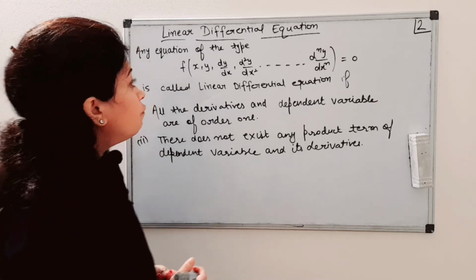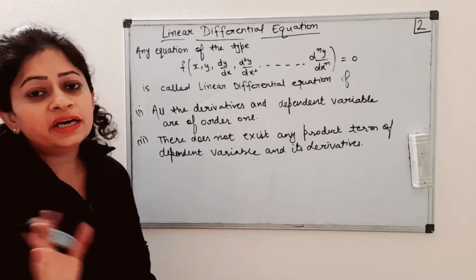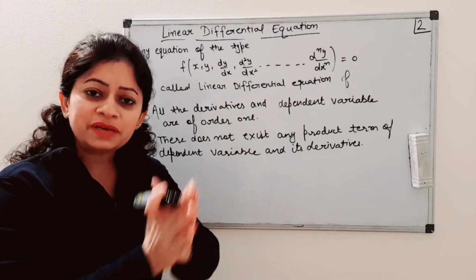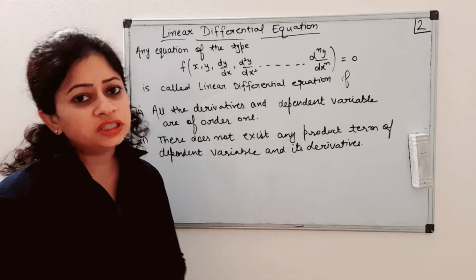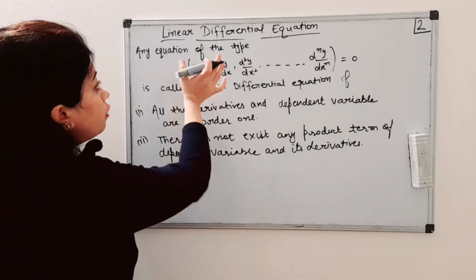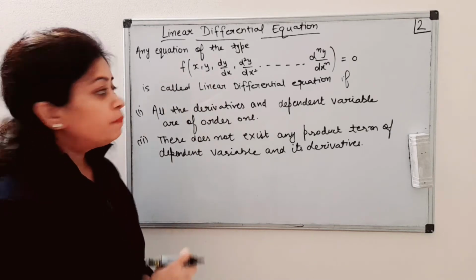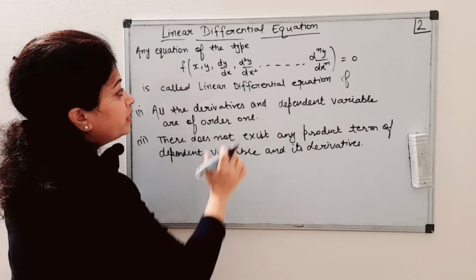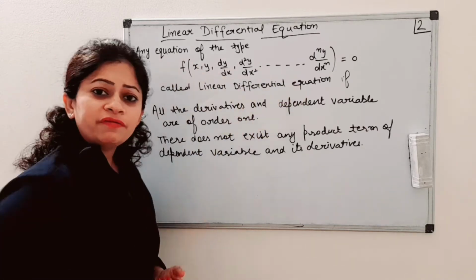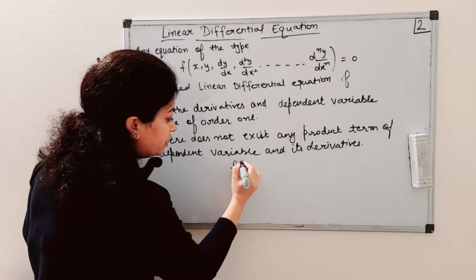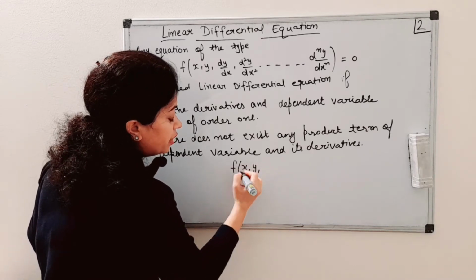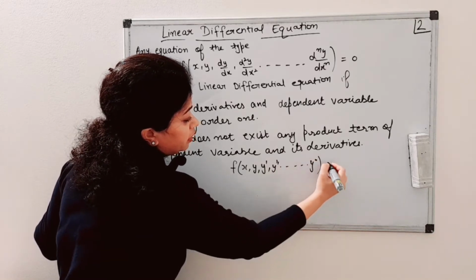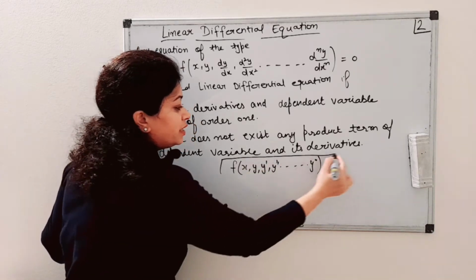Okay. So what is the definition of a linear differential equation? First of all, we will study the definition and then we will see some examples and understand the concept in detail. Any equation of the type f(x, y, dy/dx, d2y/dx2) equals 0, this is the standard form of a differential equation, and we can write it as this also: f(x, y, y', y'', up to the nth derivative) is equal to 0.